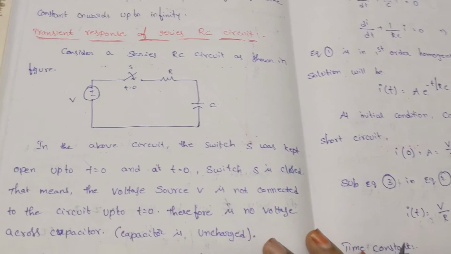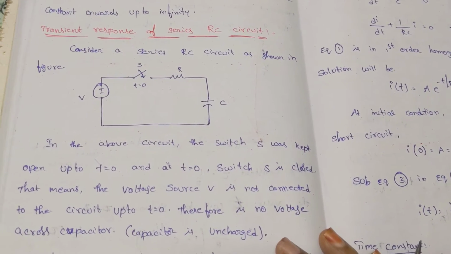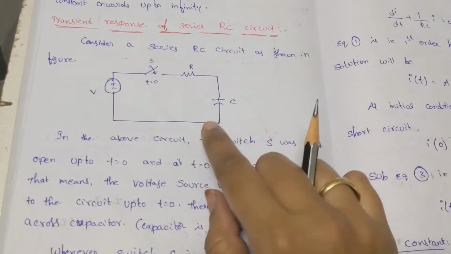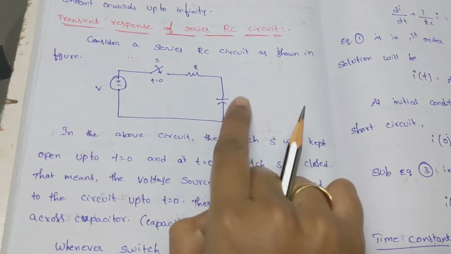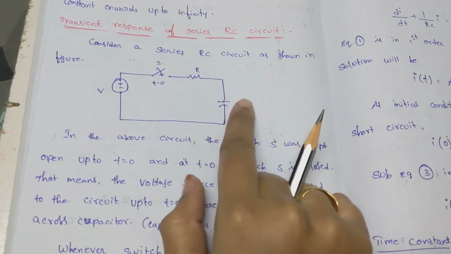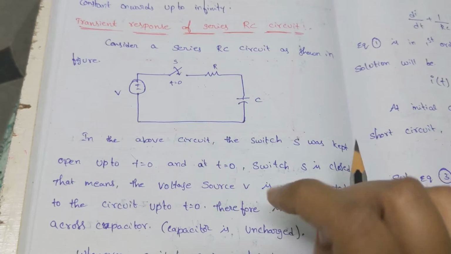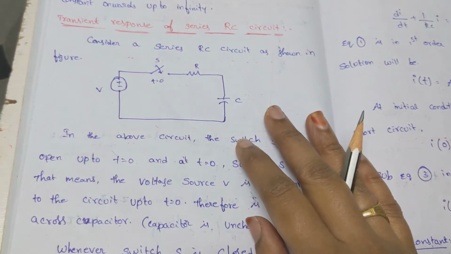Similarly, now we are going to discuss the transient response of the RC circuit. Here there is no change in the circuit. Instead of the inductor, we just place a capacitor. This will be your circuit. The same procedure will be followed.